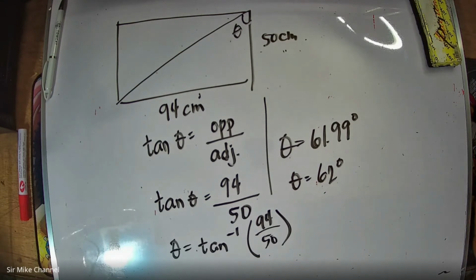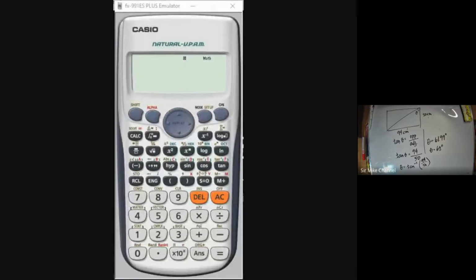Wait lang, okay. So this is the calculator, using the Casio. So pwede rin yung 94, kanina 94 divided by 50. Ayan, nasagot natin. So kunin mo yung shift tan, and then yung answer kanina, ayan, 61.91.